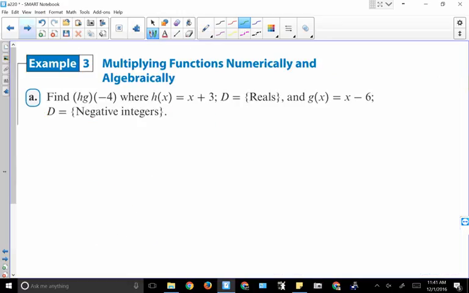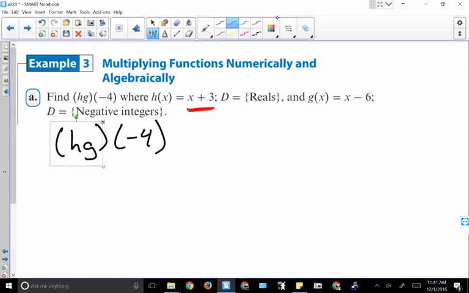So, let's take a look at this one. Multiplying functions. Okay. If they tell me h and g, and they want us to put in negative 4. When two letters are next to each other, it's just multiplication, correct? So, what is the h function? The h function is sitting right here, and that is x plus 3. What is the g function? The g function is right there, and that is x minus 6. Does that look like something you've done before? It should just look like FOIL.